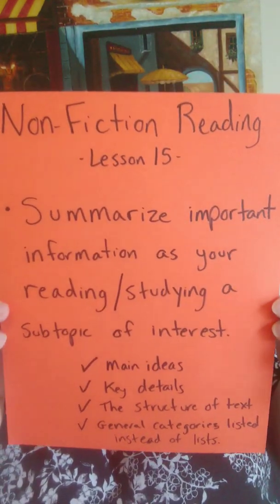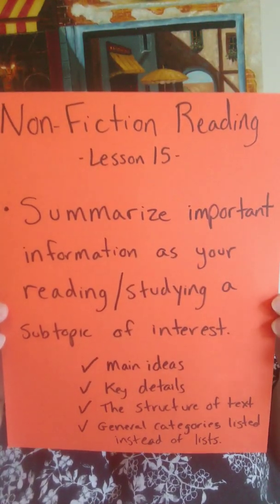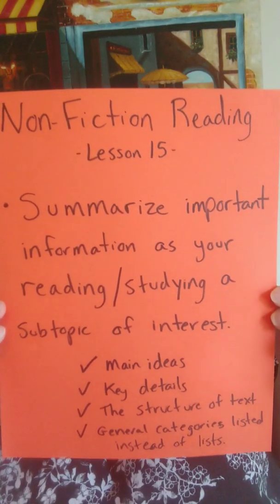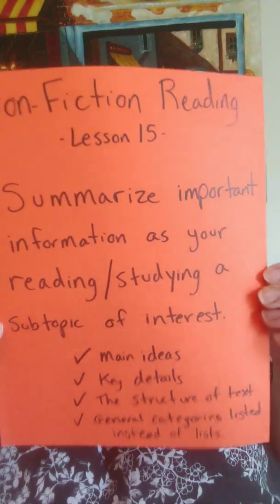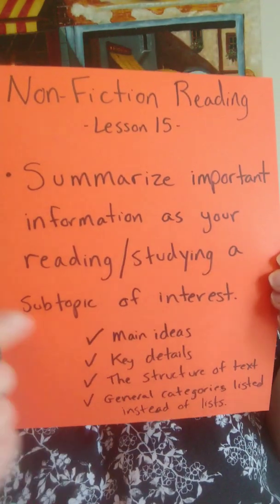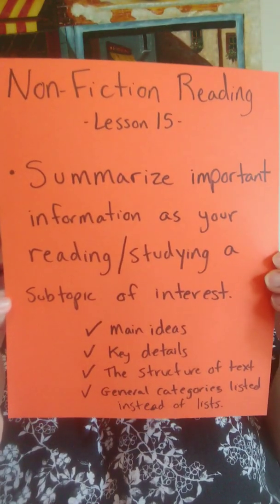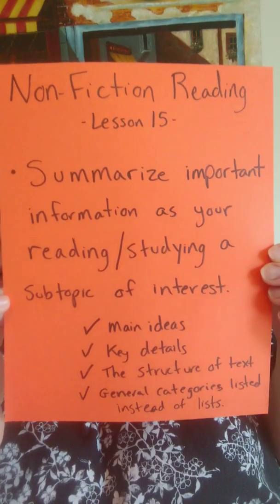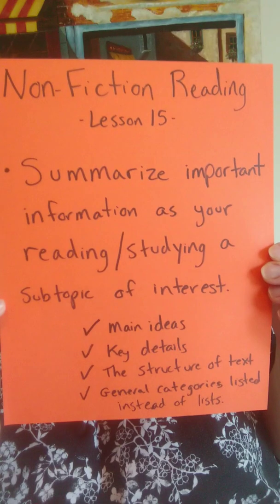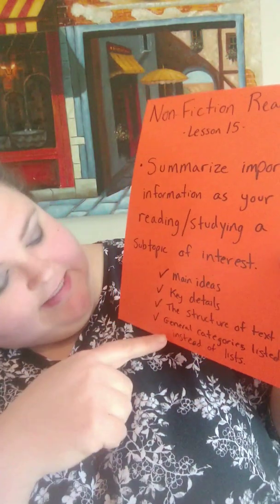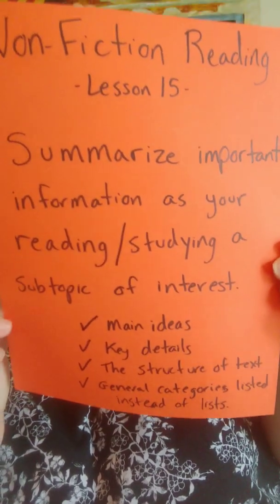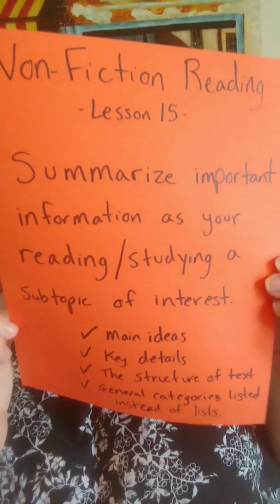We are going to do the following. We're going to summarize the important information as we're reading or as we're studying our subtopic of interest. While we do that, we're going to look for the main idea. We're going to look for key details. We're going to look at the structure of how the text is written. And it says here, we're going to have general categories instead of listing all the basic details that are given. Okay, so, let's get started.